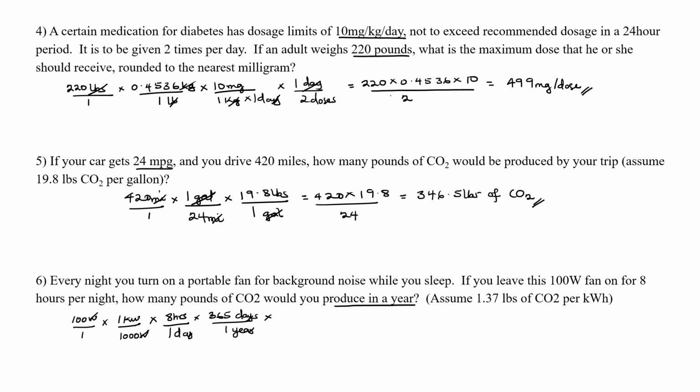And then we can multiply that by our conversion factor. So we see here that watt and watt cancel out, days and days cancel out, and so we have kilowatt hour per year. And so again, multiply everything on top, divide by everything at the bottom, and that gives us about 400.04 pounds of CO2.